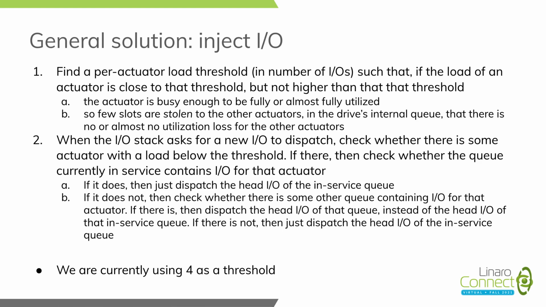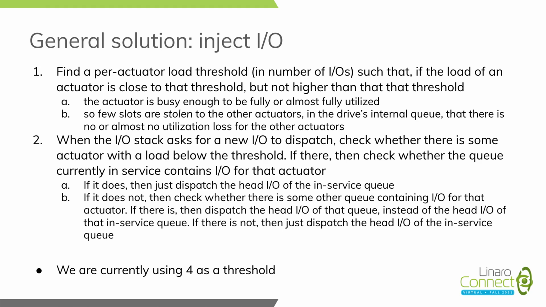For this reason, we have made a general solution, which is injecting IO. We found a load threshold, such that if the load of an actuator is close to that threshold, but not higher than the threshold, that actuator is busy enough to be fully utilized. At the same time, we don't steal too much bandwidth from the other actuators.